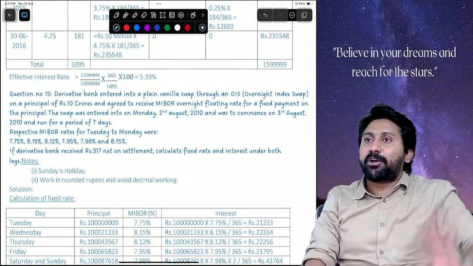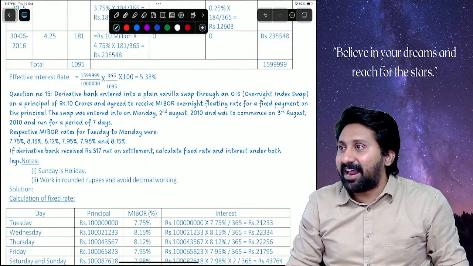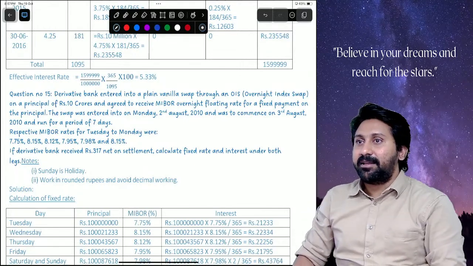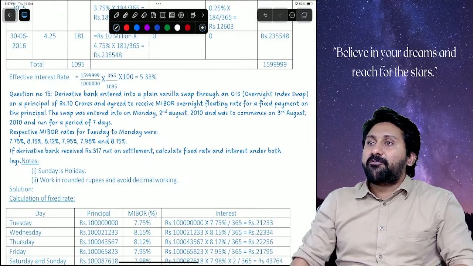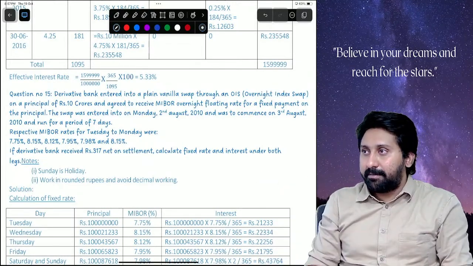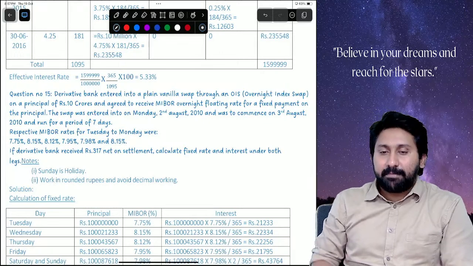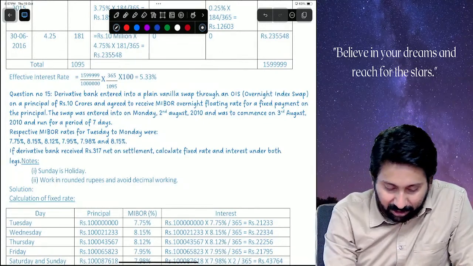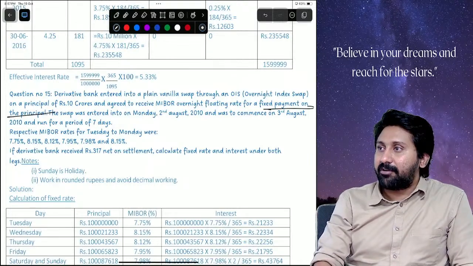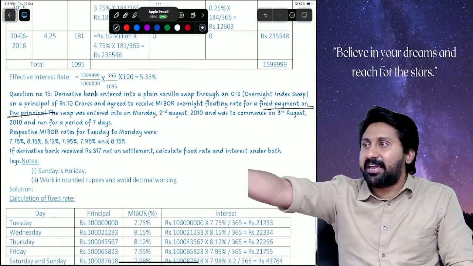I want fixed or floating, but you will not pay floating. I can't force my customers to pay floating. Maximum what I can do, I can swap in the swap market. Therefore, I am asking to receive what? MIBAR. MIBAR means floating or fixed? Floating, for a fixed payment on the principal. Okay, it wanted to receive MIBAR against the fixed.